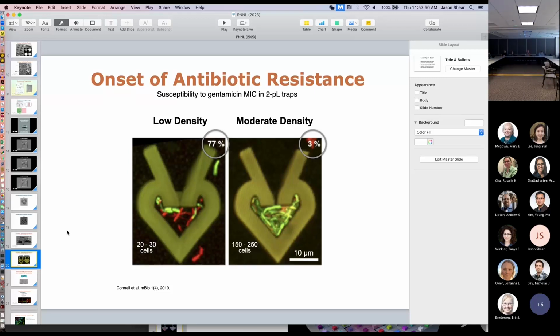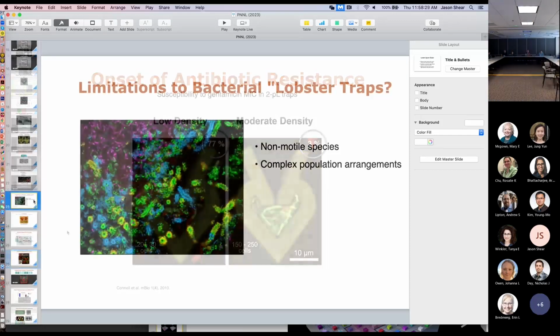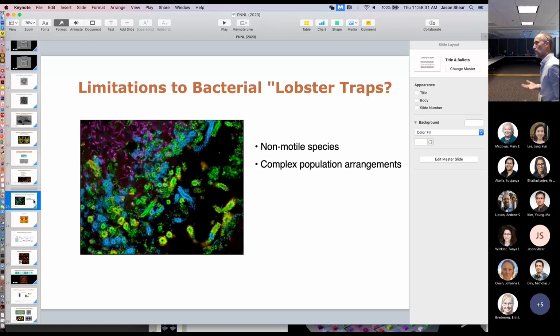Those of you who are physical scientists might look at that and go, well, maybe the antibiotic just had difficulty diffusing through that population. We did look at that, and although there is a slight slowdown of diffusion, it would not have accounted for this difference. Okay, so just to give you one more sense for one of the developments of this technology, these lobster traps are great.